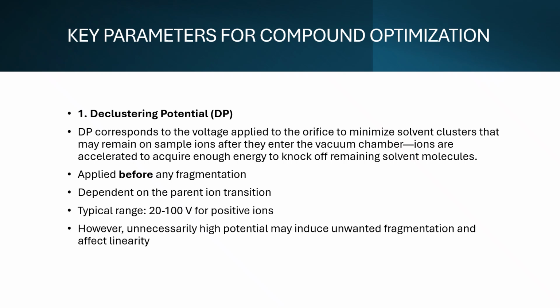So this DP is applied before any fragmentation, and this is dependent on the parent ion transition. Typically, this DP ranges from 20 to 100 volt for positive ions. However, unnecessarily high potential may induce unwanted fragmentation that can affect your linearity.